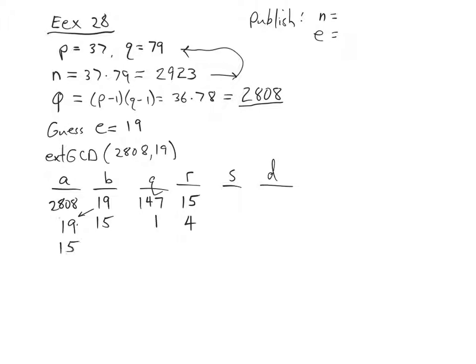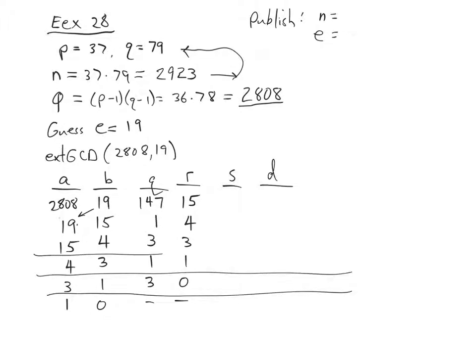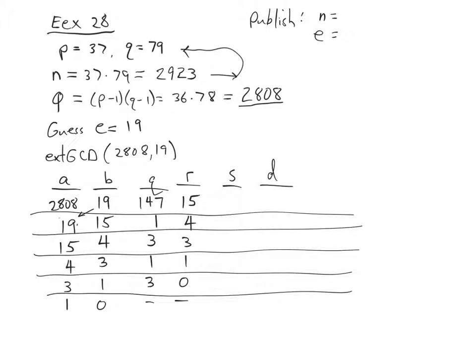Then we promote to 15 and 4. 4 goes in 3 times, that's 3 times 4 is 12, with remainder of 3. And we promote 4 and 3, and 3 goes into 4 once with the remainder of 1. Then we get 3, 1. 1 goes into 3 three times with the remainder of 0, and we promote to 1 and 0, so we're done. Okay, now moving over here. So it did take quite a few steps, despite whittling it down a lot at the beginning.